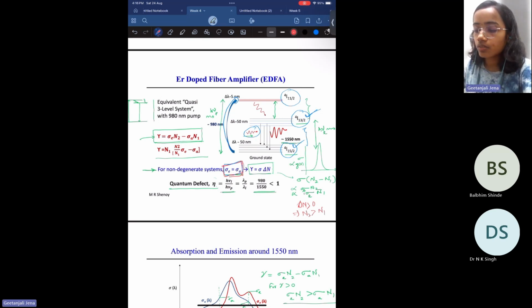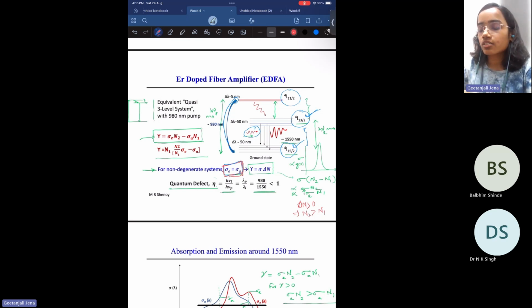But in EDFA, there is a Stark effect. That is because glass is not a periodic crystal; it is an amorphous material. So the arrangement of atoms in the glass matrix is not periodic. When you dope with erbium ions, we will see there is a density of the erbium ions.